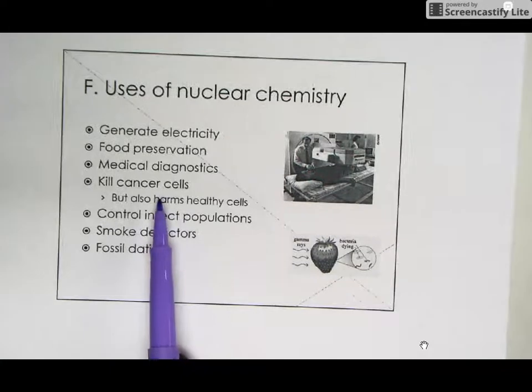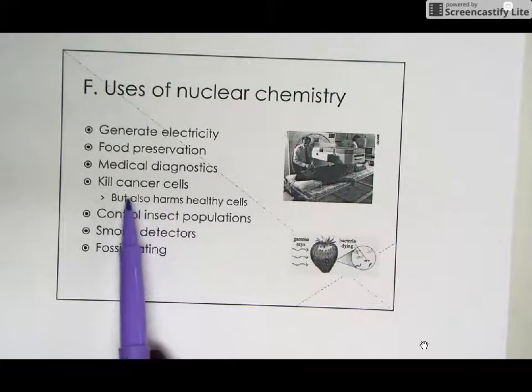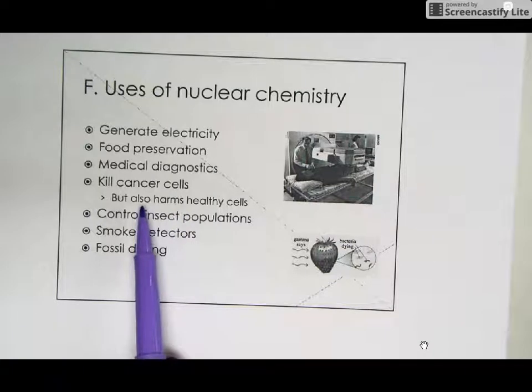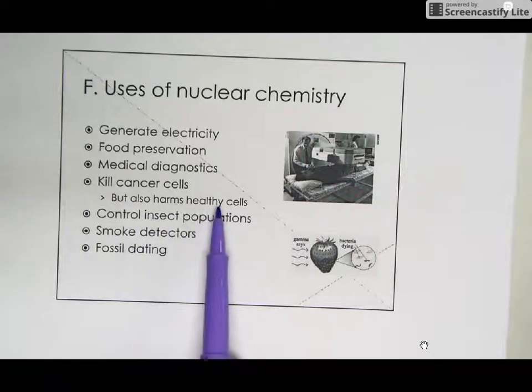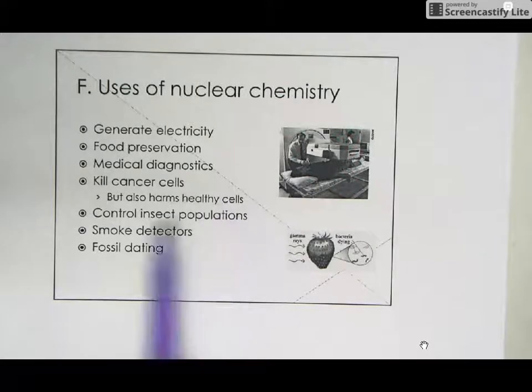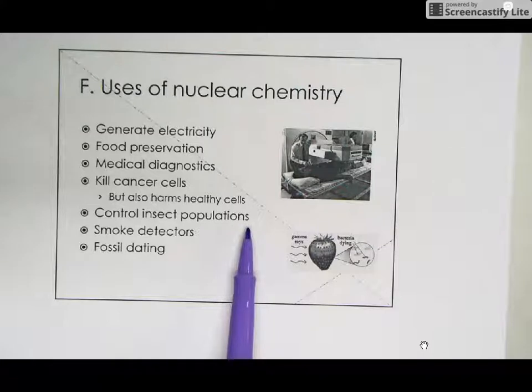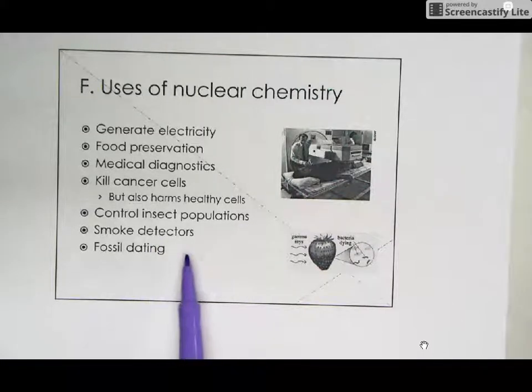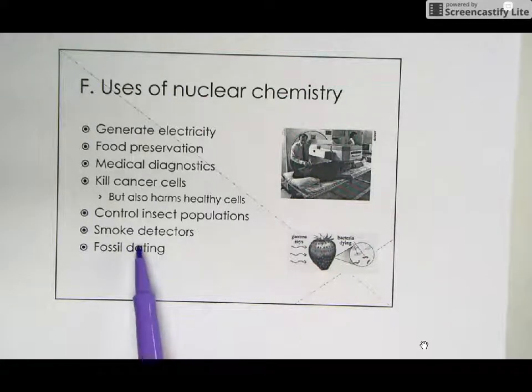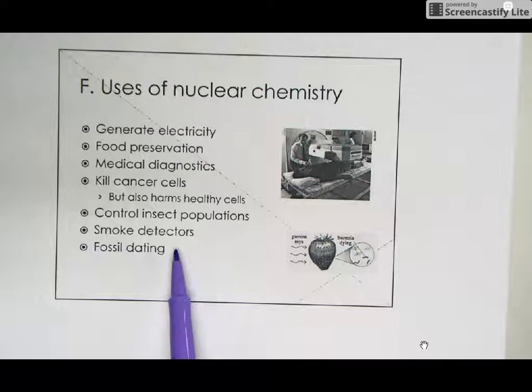We use nuclear chemotherapy and radiation to kill cancer cells, but the drawback of that is it also harms the healthy cells. So that's the downfall of that. Another use is we can use it to control insect populations and kill mosquitoes and gnats and those pesky little insects that might irritate us. Inside of a smoke detector, there is a radioactive isotope, and it's also used in radiocarbon dating, also known as fossil dating. So there's all kinds of uses for nuclear chemistry.